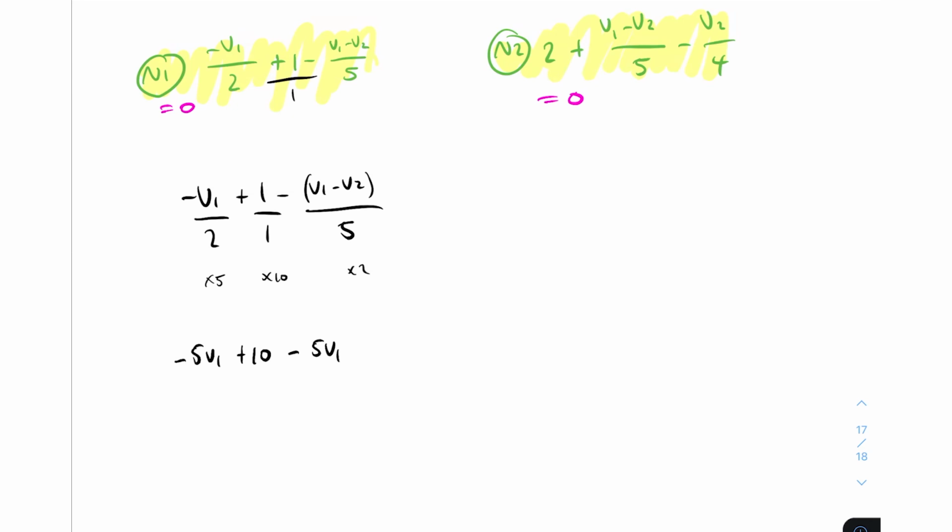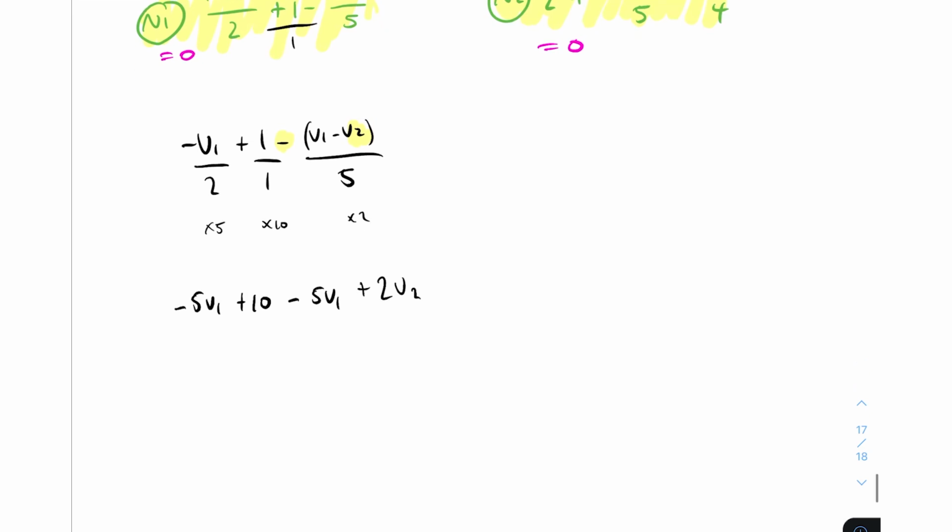So 2 times minus v2, which would be plus 2v2. That bit here is a bit tricky. You want to make sure when you're dealing with this sign, you multiply correctly. Okay, so then simplify. So you've got 10 minus 10 v1 plus 2 v2.